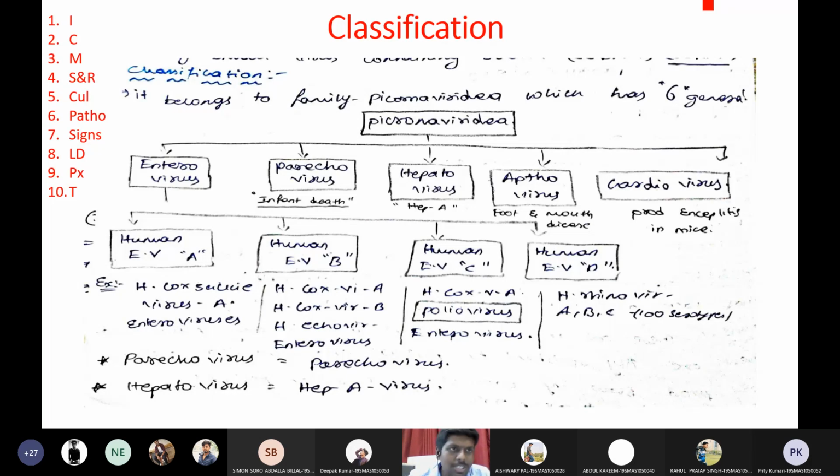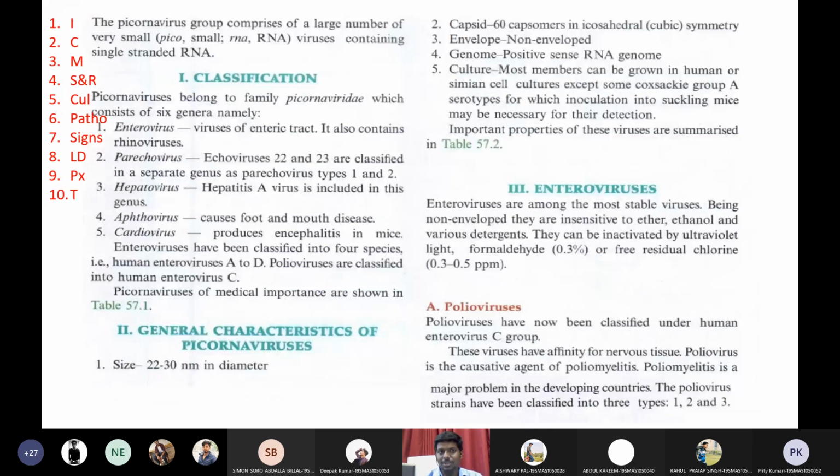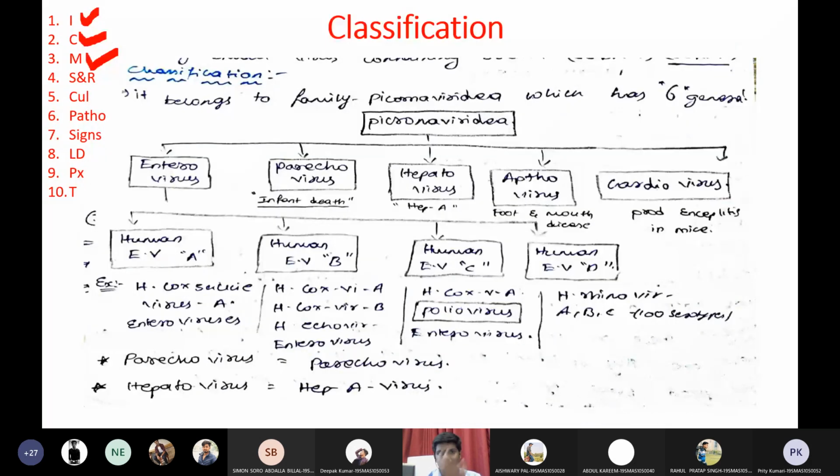So first we discussed the introduction to polio, then the classification of poliovirus. Then let us see the morphology of poliovirus. In the textbook they have given the classification like this, but this will be tough for you to understand, so I have broken down the classification like this. Whatever I'm giving, I have simplified for you.